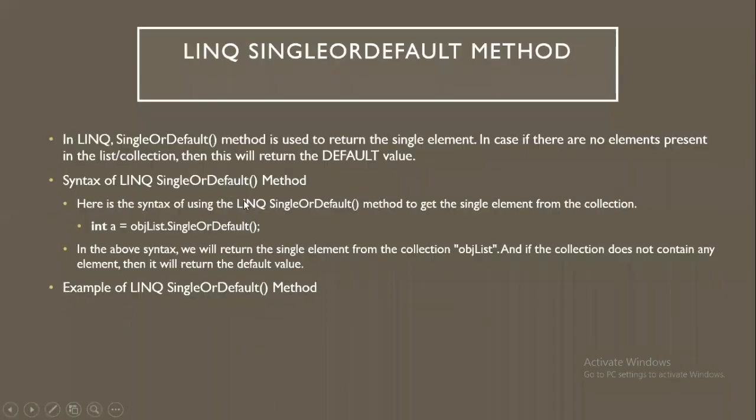So the SingleOrDefault method is used to return a single element. In case there are no elements present in the list or collection, this will return a default value. The default value will be 0. So in the above syntax, we return a single element from the collection object list, and if the collection does not contain an element, it will return a default value.